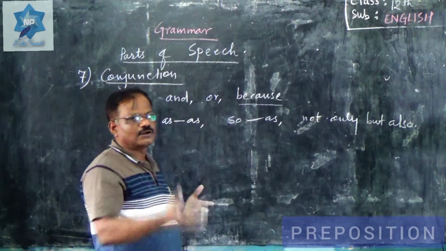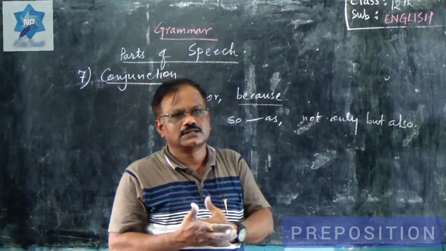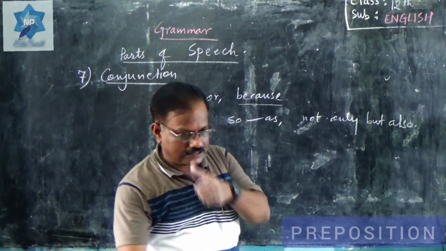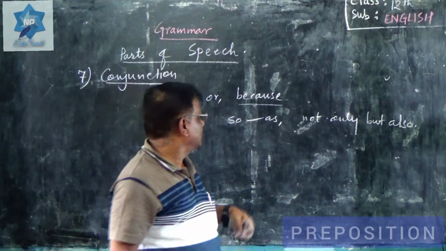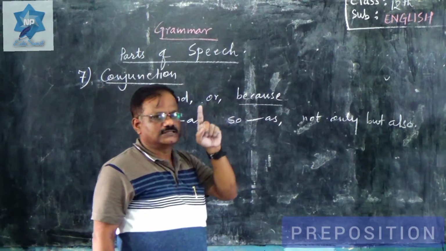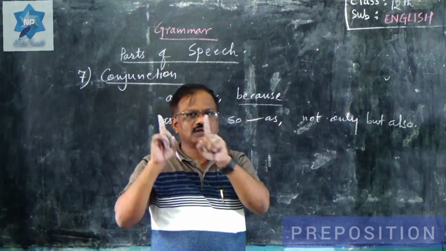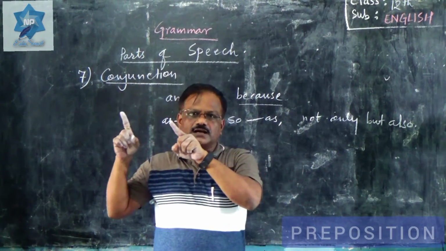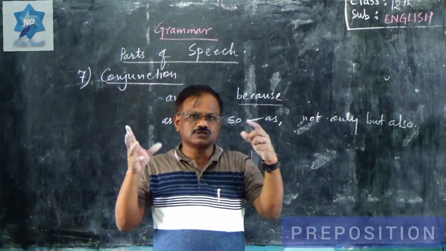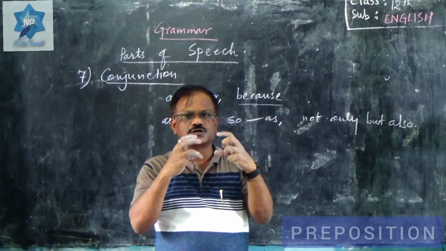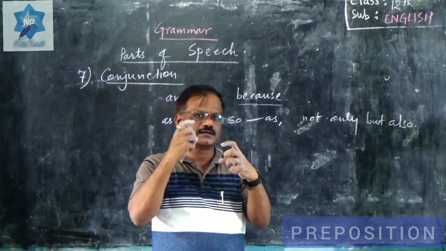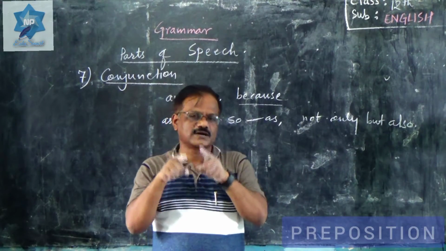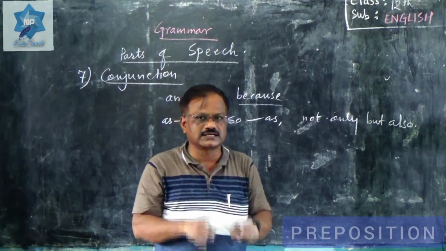Because we will learn more about these conjunctions in the lecture when we learn about clauses or the various types of sentences. At that time we will learn that. Here you just have to remember that there are 2 types of clauses: one is the coordinating clause and the second is the subordinating clause. When 2 or more coordinating clauses are joined together in a sentence by conjunctions, those kinds of conjunctions are called coordinating conjunctions.